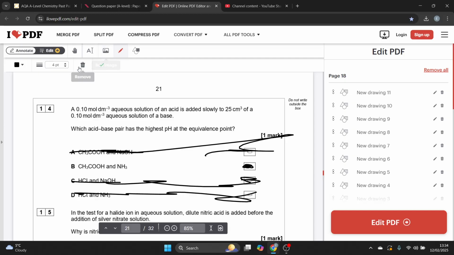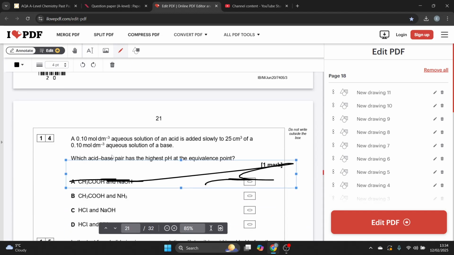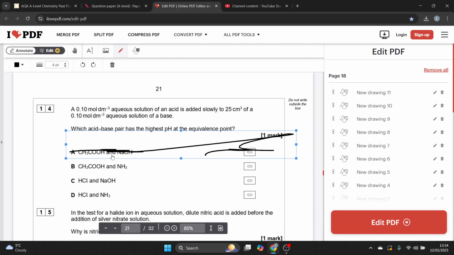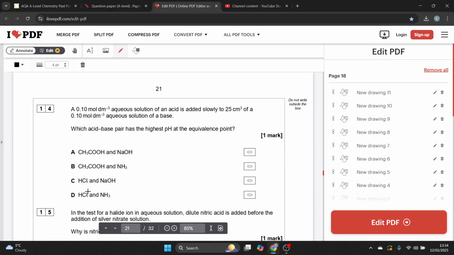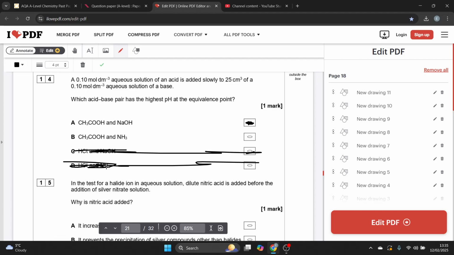No, sorry. I shouldn't say that. HCl and this one, both are strong acids, so I'm left with A and B. Well, for the highest pH, it is going to be sodium hydroxide, because NH3, even though it is alkaline, is a weak base, it's just not going to produce the highest pH at the equivalence point. Therefore, the answer is A.